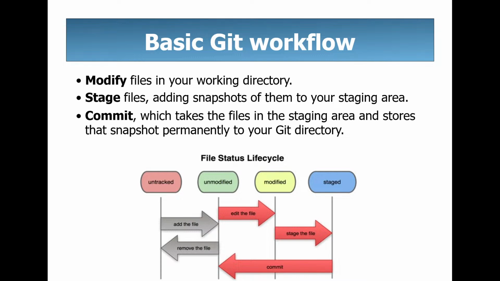Eighth one, pull updates. Purpose: fetch and merge changes from a remote repository into your local branch. This ensures it's updated with changes made by others. For example, command: bash git pull origin branch name.